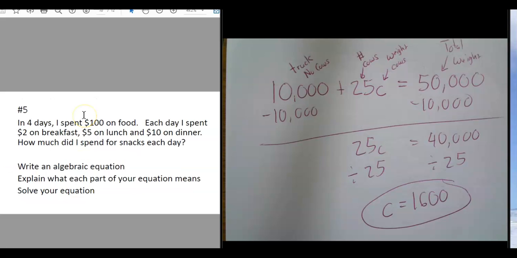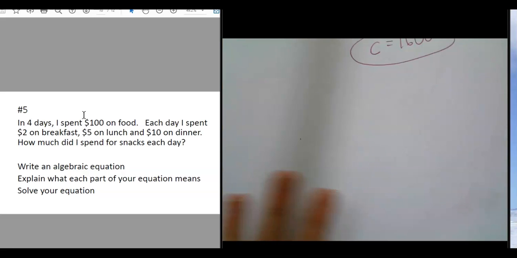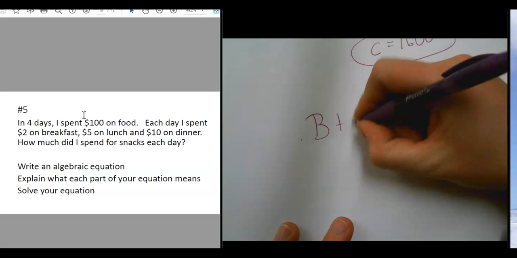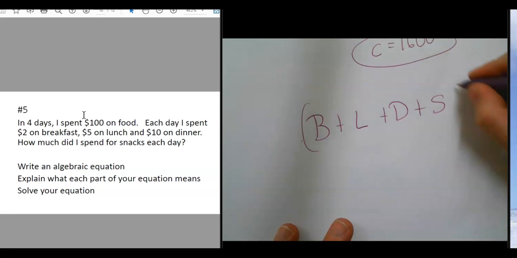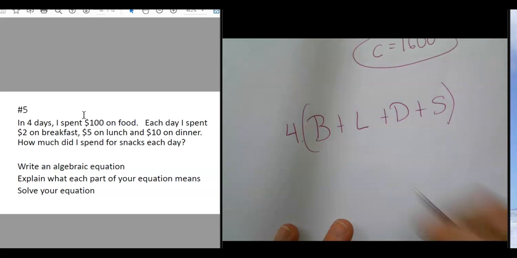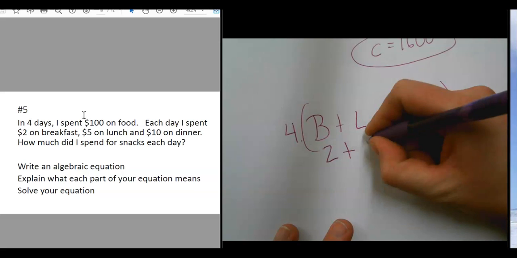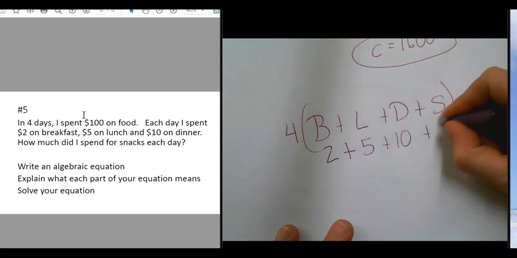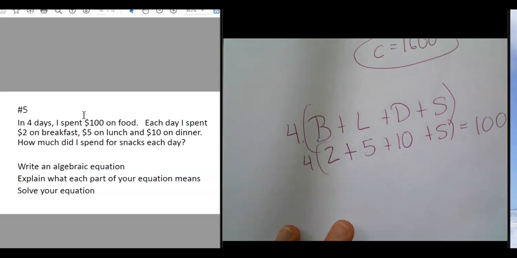Our next one. In 4 days, I spent $100 on food. This is my road trip. Each day, I bought breakfast, and I bought lunch, and I bought dinner, and I had some snacks. But there was 4 days, so I need to times that by 4. Now, breakfast was $2, lunch was $5, dinner was $10, but we don't know how much the snacks were. But we do know that I spent a total of $100 on food.